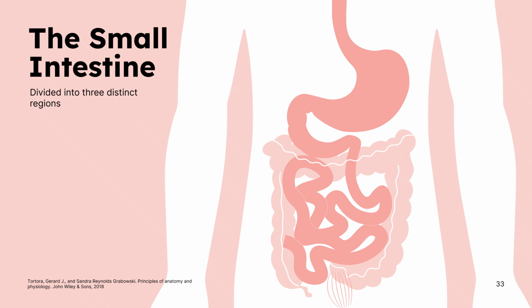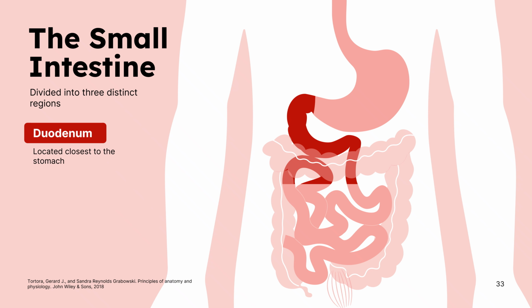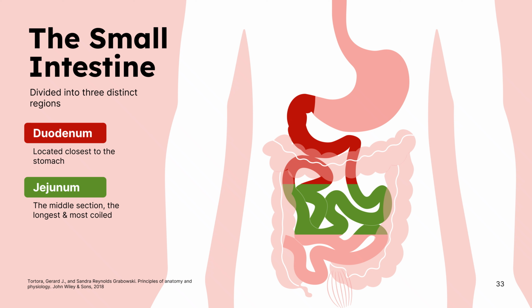The first section is the duodenum, which is located closest to the stomach, receiving partially digested food, bile, and pancreatic juices to start the breakdown. The middle section is the jejunum, which is the longest and most coiled portion, where much of the absorption of nutrients occurs. The final section is the ileum, in which the process of nutrient absorption continues and transfers the remaining undigested material to the large intestine. Each section is specialized to maximize nutrient breakdown and absorption, ensuring efficient digestion.